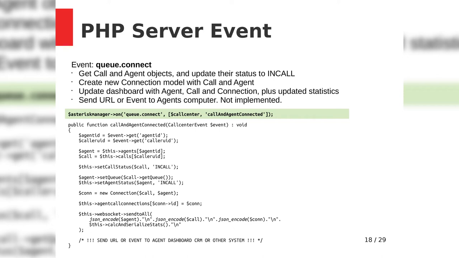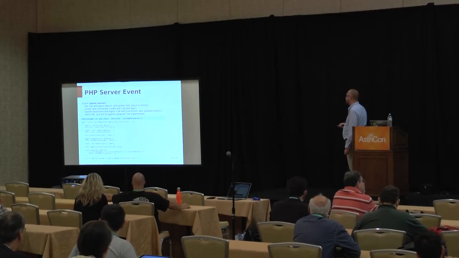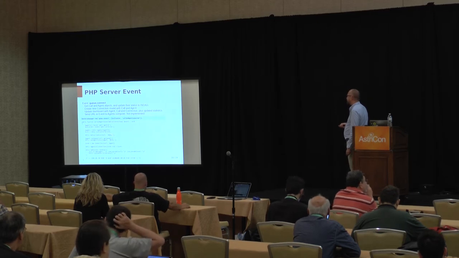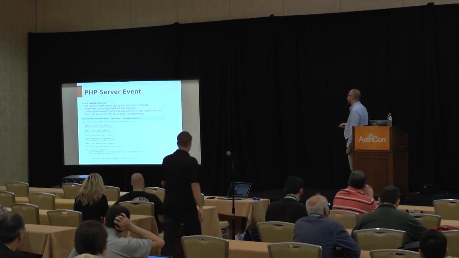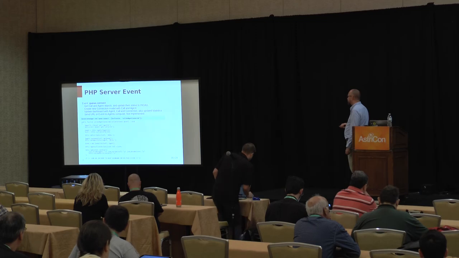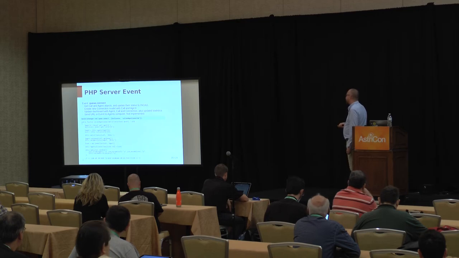In that event, we get an agent ID and the unique ID of the caller. So we get those two model objects out. And then we set the status on them to in call, both of them. We pass the queue of the call onto the agent so that we know which one we're in. Then we create a new connection object with those two, with the call and the agent. And then we store it, and then we send to all the dashboards that we now have an agent, a call, and a connection. And again, we calculate and send the statistics.